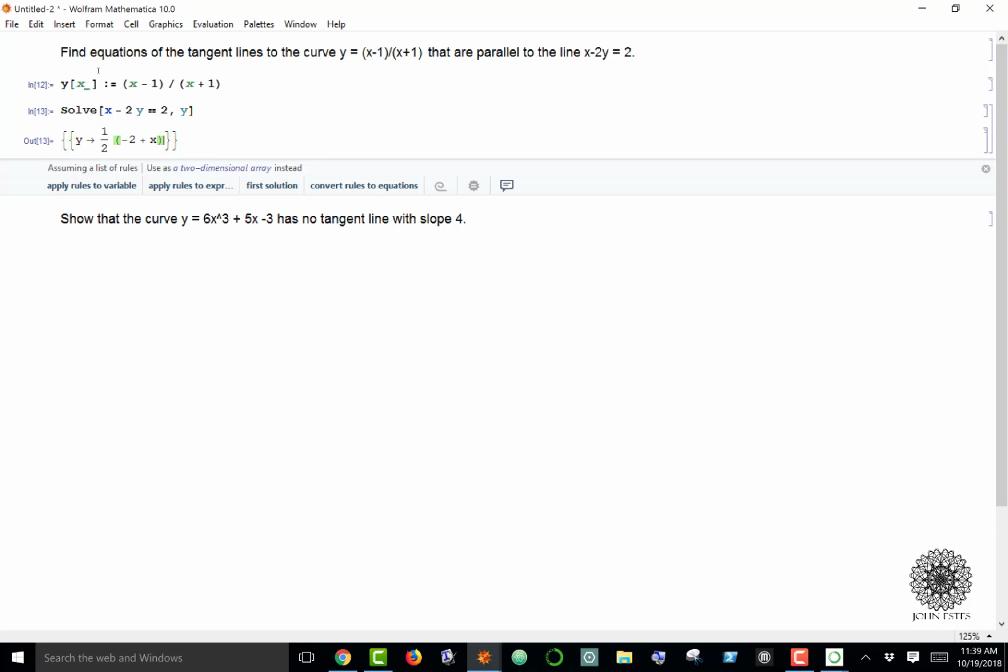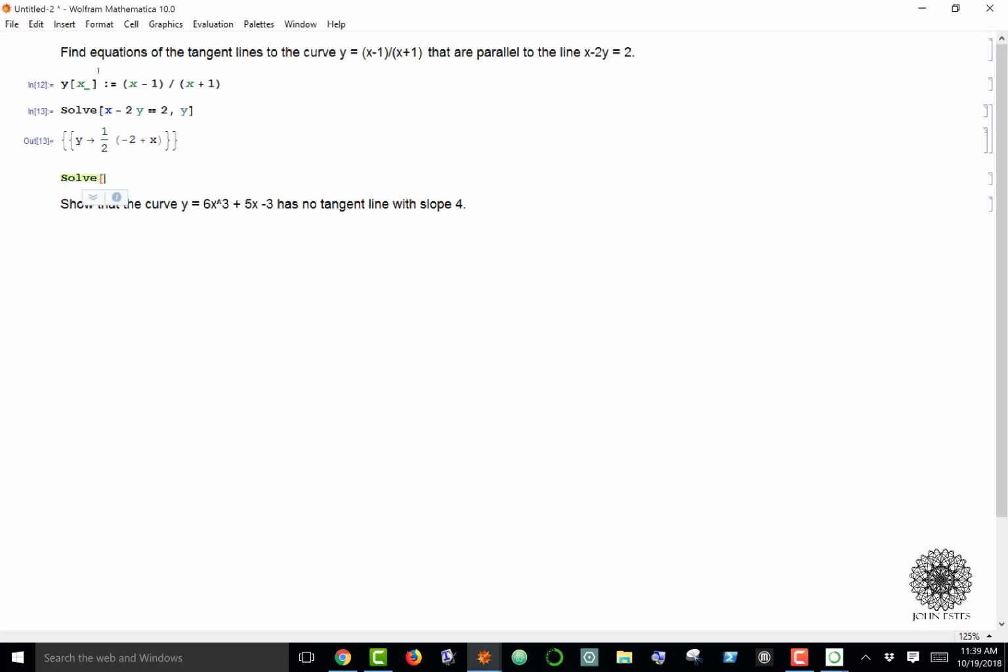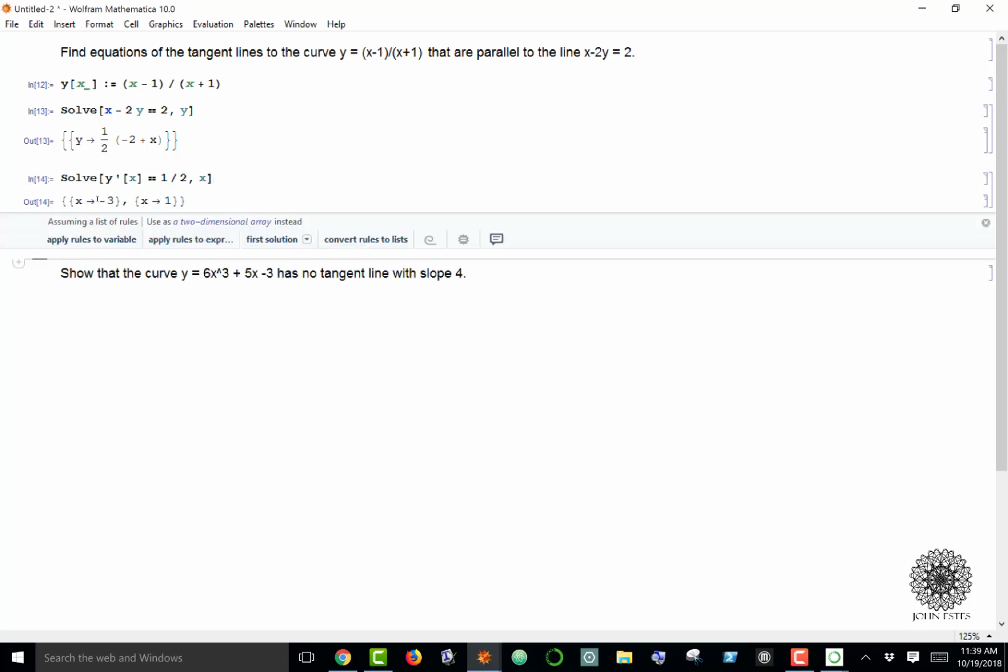Now in terms of the tangent line, to find the slope of the tangent line, I looked at the derivative. So this time I want to solve the derivative, which is y prime of x. And Mathematica does pick up on the prime notation to mean derivative. I'm going to set that equal to 1/2 and solve this for x. And this will tell me where the tangent lines have slope 1/2. Okay, here are my two points, -3 and 1. Those are the two places where this function has tangent lines with slope 1/2.